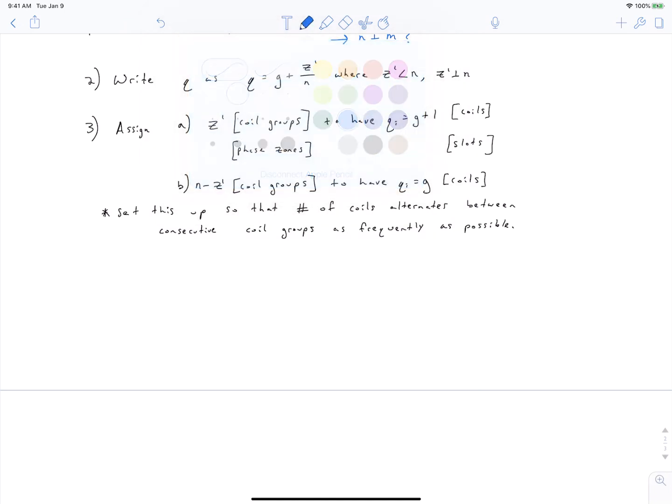So let's just briefly give an example to help this make sense. Suppose Q equals 17 by 5, and you can rewrite this as 3 plus 2 by 5. That means Z prime is equal to 2, N is equal to 5, and G is equal to 3. And so we know that we want to have 2 coil groups with G plus 1 coils. So we want to have 2 coil groups with 4 coils, and we want to have 3 coil groups with 3 coils. We came up with 3 because that is N minus Z prime.